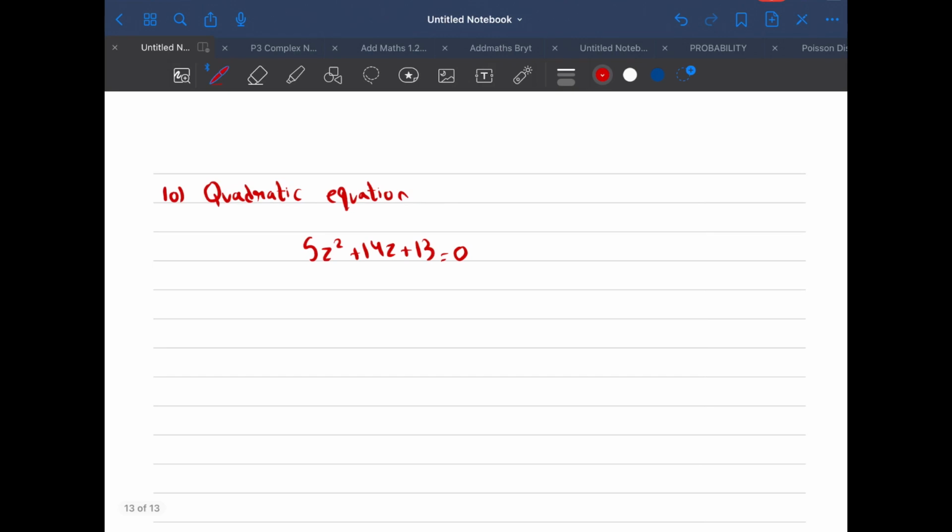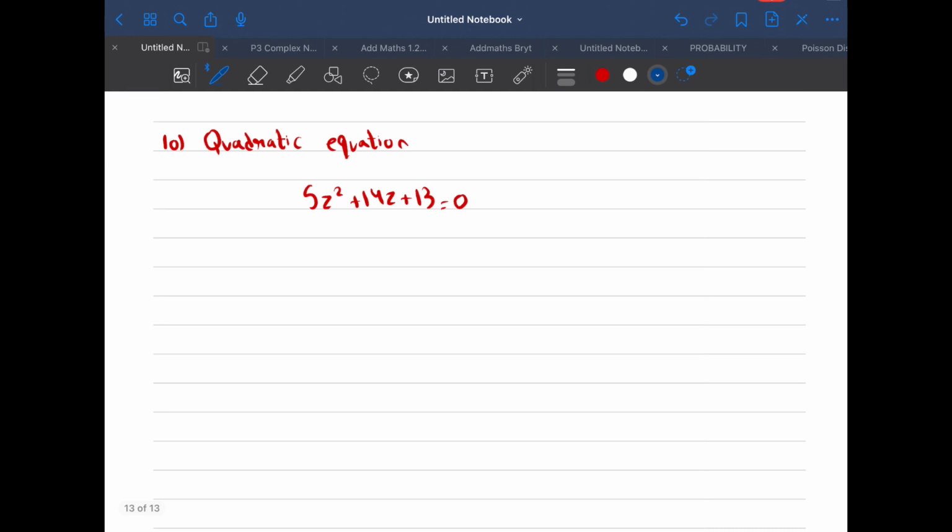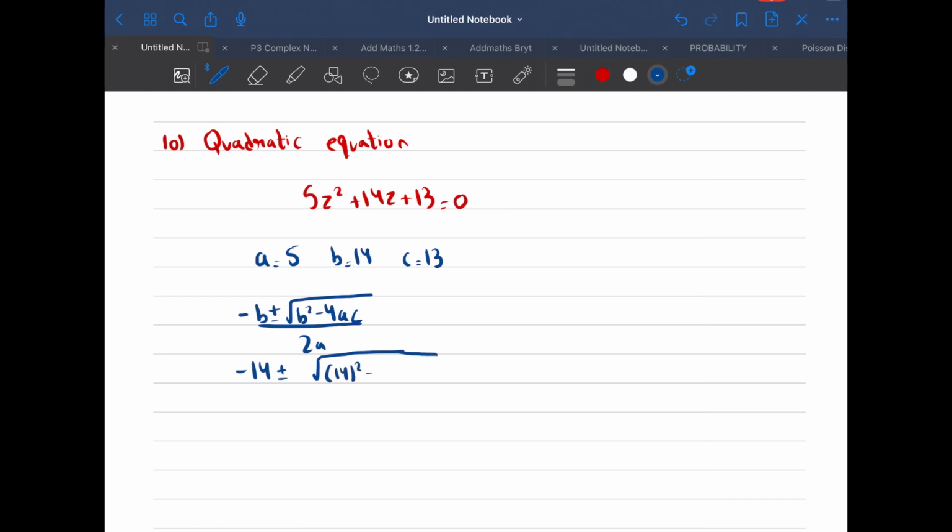Let's move to the second last point of section 1, and that's our quadratic equation. So if I'm given this equation, my a will be 5, kids, my b will be 14 and my c will be 13. Let's apply the quadratic formula here. What's the formula? Minus b plus minus under root b square minus 4ac upon 2a. Now what's b, guys? Minus 14 plus minus. What's b square? 14 square minus 4 into 5 into 13 divided by 2 into 5.